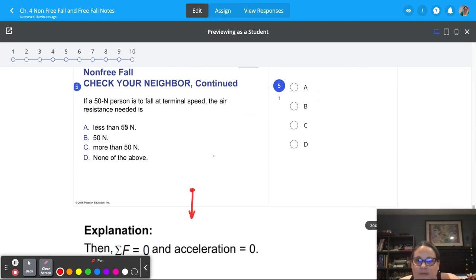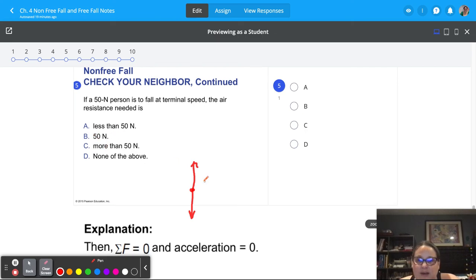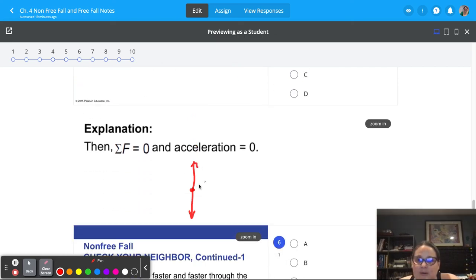Okay. If a 50 Newton person is to fall at terminal speed, the air resistance needed is... So when we reach terminal speed, that's when the weight and air resistance are equal and opposite, meaning that the net force is 0. So if the person weighs 50 newtons, then the air resistance would need to be exactly 50 newtons to counteract that, to give us a net force of 0.